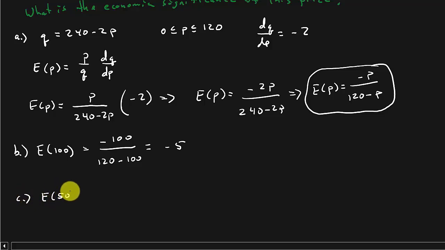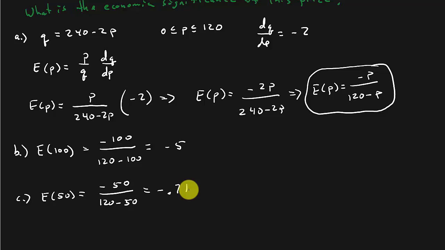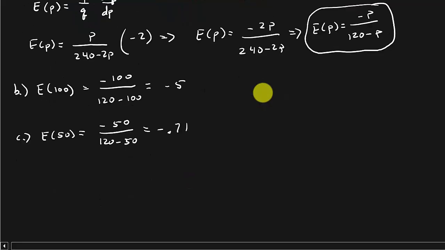And then we've got E of 50. So that's going to be -50 over 120 minus 50, which, plug that into your calculator, you get -0.71. All right, so what does that mean? Well, it's the same thing as before. A 1% increase in price produces a decrease in demand of about 0.71%. Okay, and that's what it means.